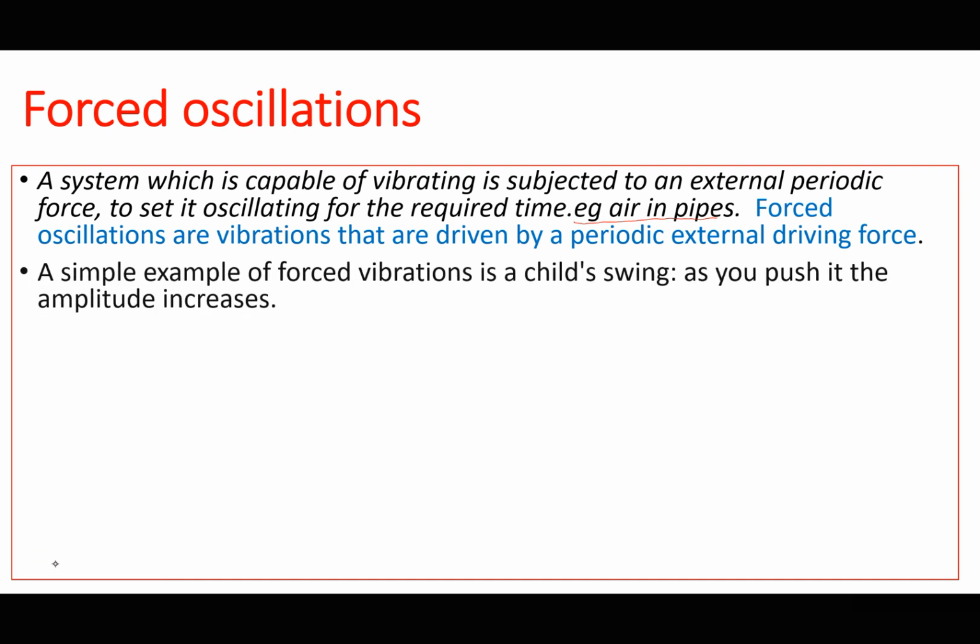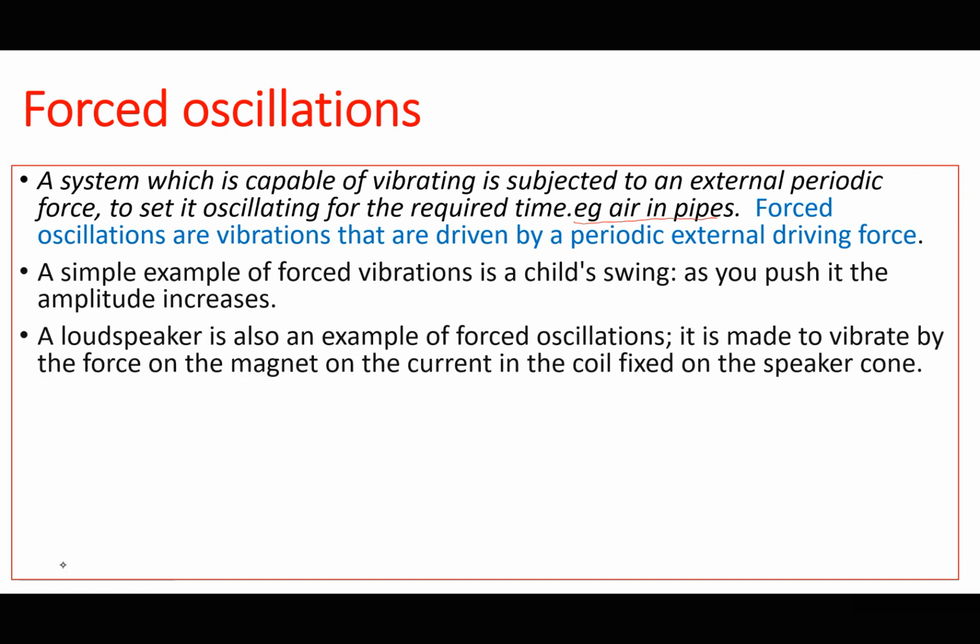A simple example of forced vibrations is a child's swing. As you push it, the amplitude increases. If you stop pushing it, with time the amplitude will decrease. Another example is a loudspeaker. A loudspeaker is also an example of forced oscillations. It's made to vibrate by the force on the magnet from the current in the coil fixed on the loudspeaker cone. If the current stops flowing, the force on the magnet stops and therefore the cone stops vibrating.